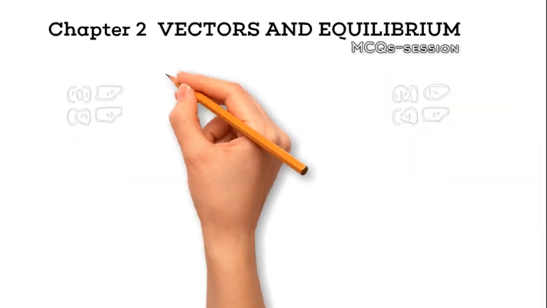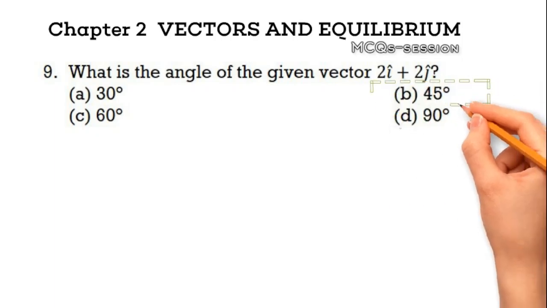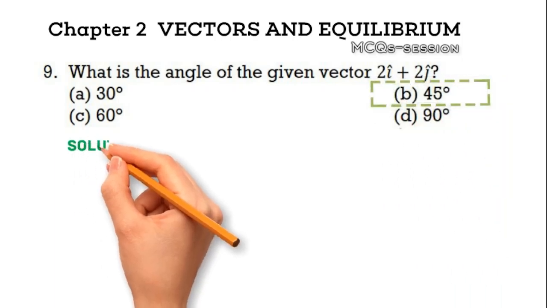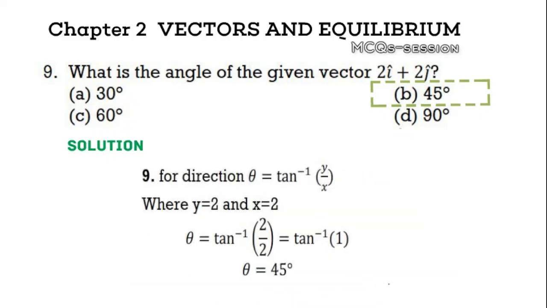Question 9. What is the angle of the vector represented by 2i hat plus 2j hat? Options: A. 30 degrees, B. 45 degrees, C. 60 degrees, D. 90 degrees. Pause and think through this one. Correct answer is B. 45 degrees. Explanation: to find the direction of a vector in a plane, you use the tan inverse function. Here x equals 2 and y equals 2, and putting in the values we get 45 degrees.